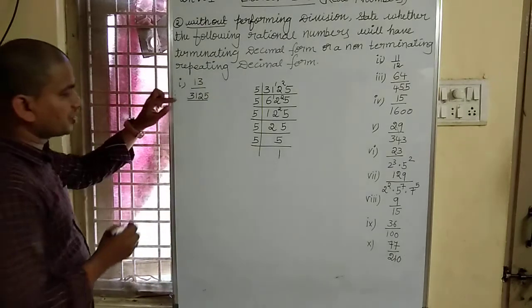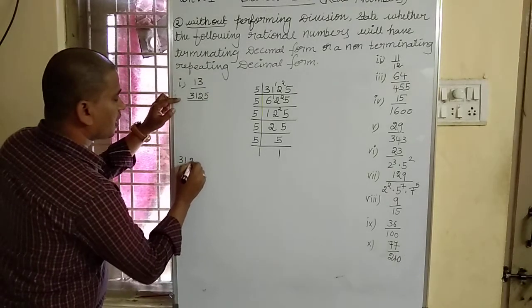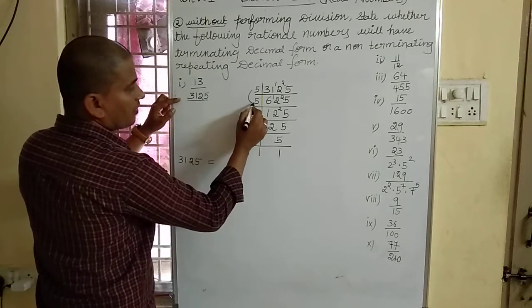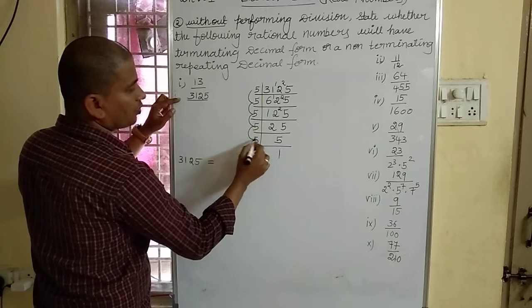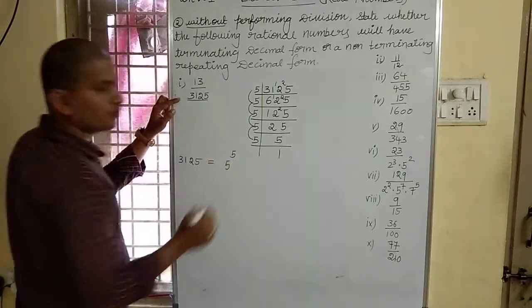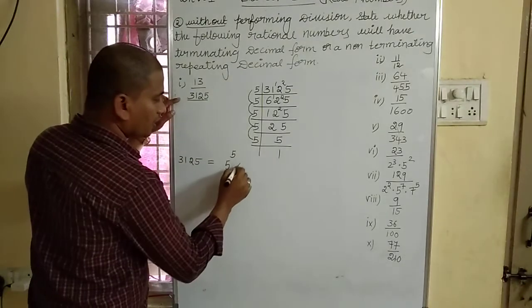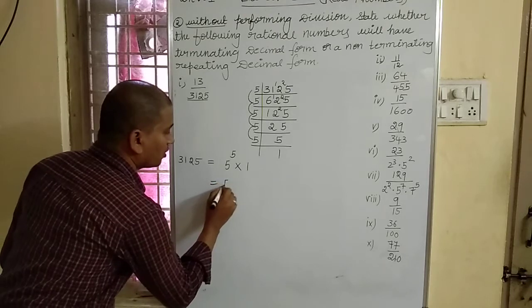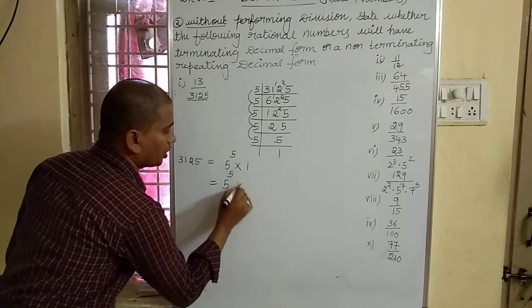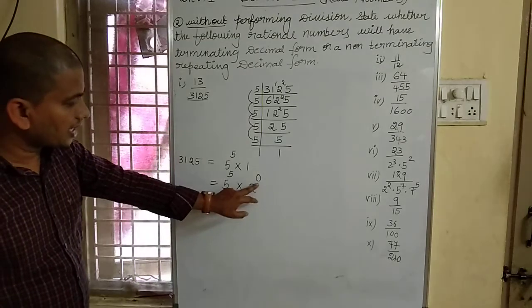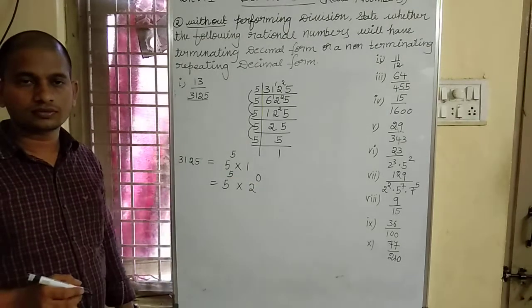So that is the denominator 3125. I can write it as 5 into 5 into 5 into 5 into 5, that is 5 repeating 5 times. 5 raised to the power 5 into 2 power 0, as anything raised to the power 0 has value 1.